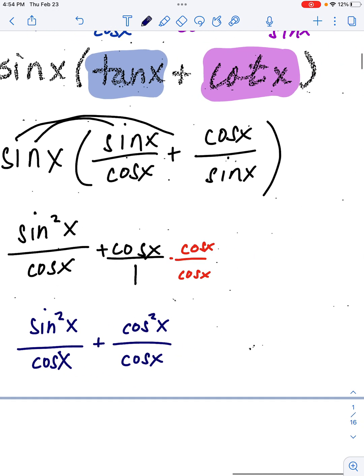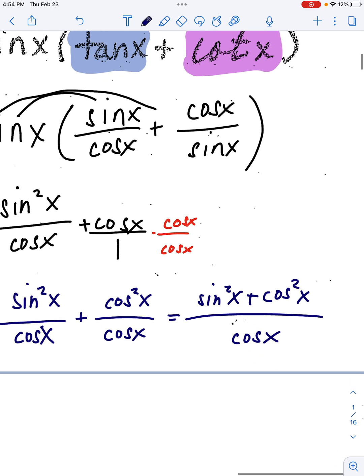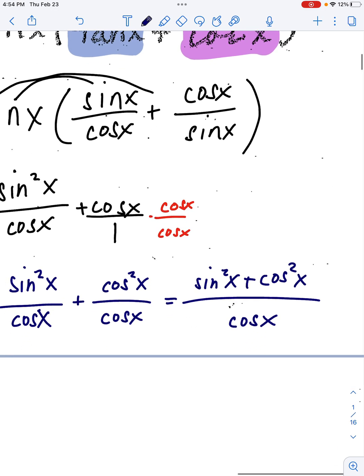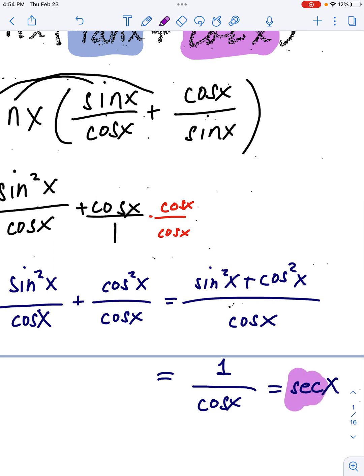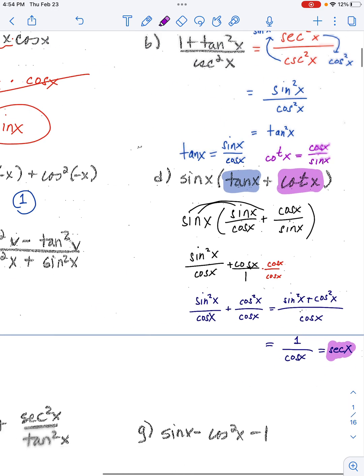Combining those two into one fraction, right? When I add fractions together, just like in elementary school, I just add across the top. It's going to be sine squared plus cosine squared over cosine. What is sine squared plus cosine squared always? It's 1. 1 over cosine x, which, if you look at your trigonometric reference sheet, is just the definition of secant x. So there's our answer, secant x. All right, you just get better at these over time.